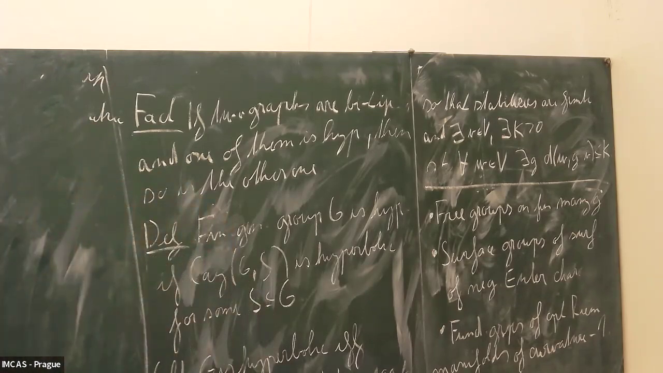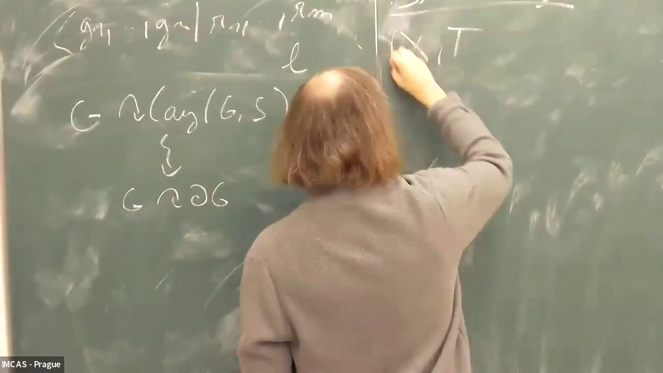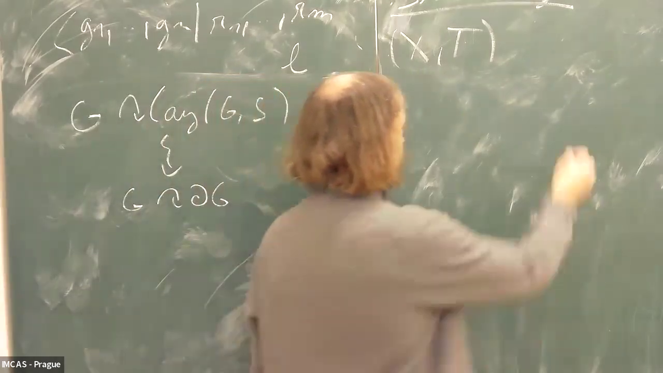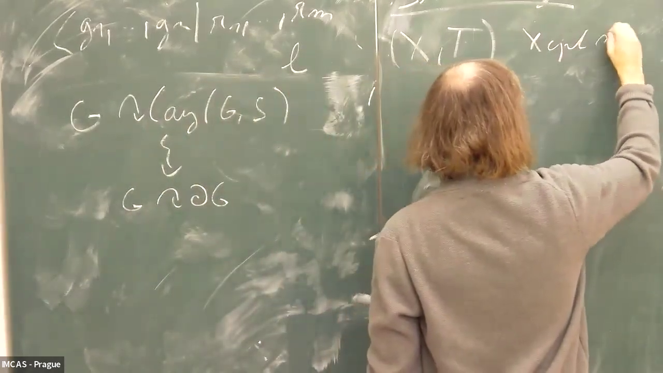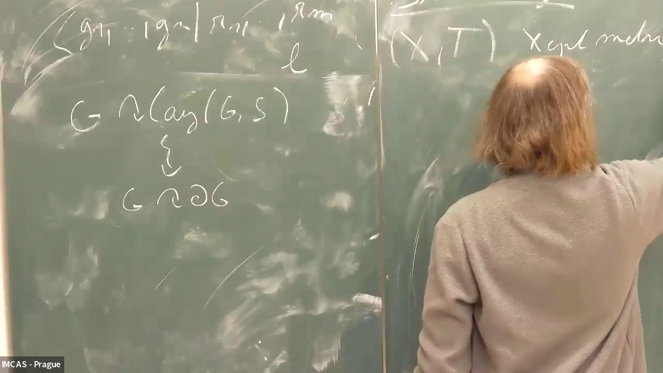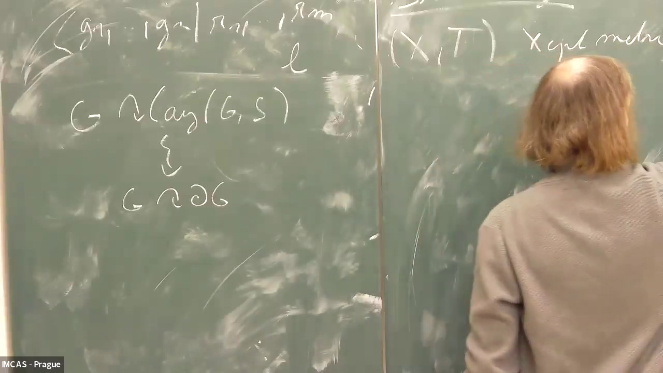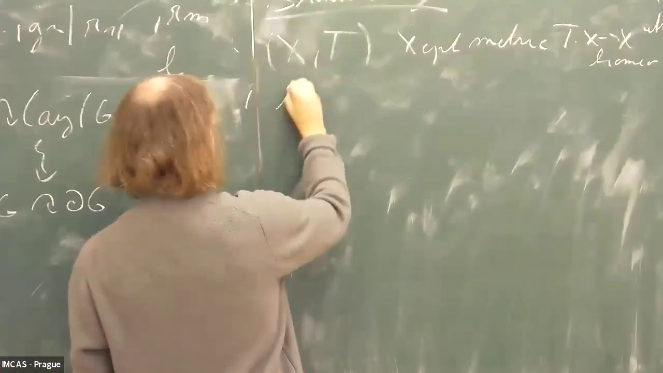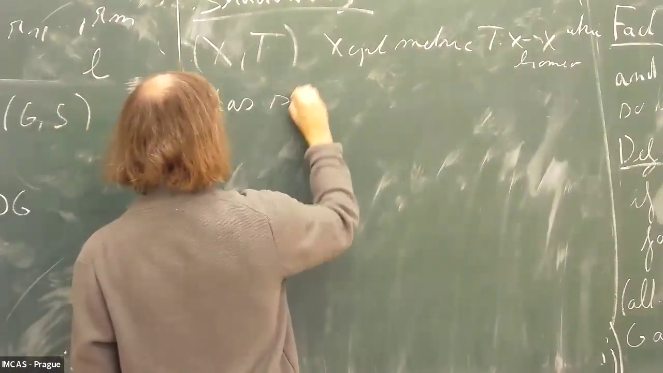So now some dynamics, so this shadowing. Let me start with shadowing just in the classical case. We have a dynamical system where X is compact metric and T is a homeomorphism. We say that this dynamical system has the shadowing property.